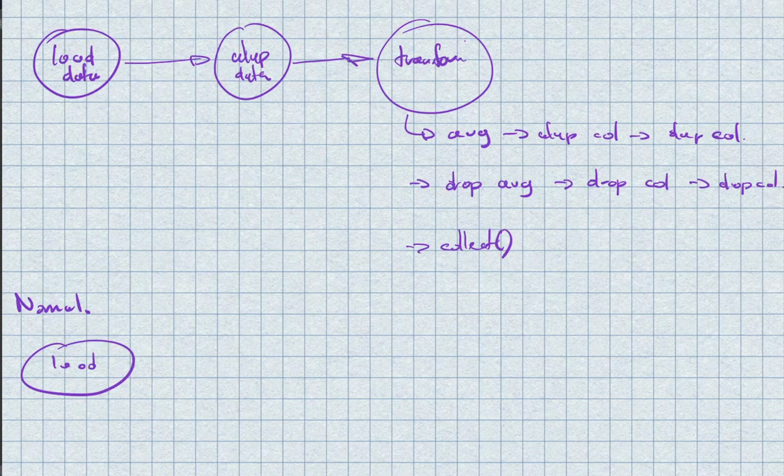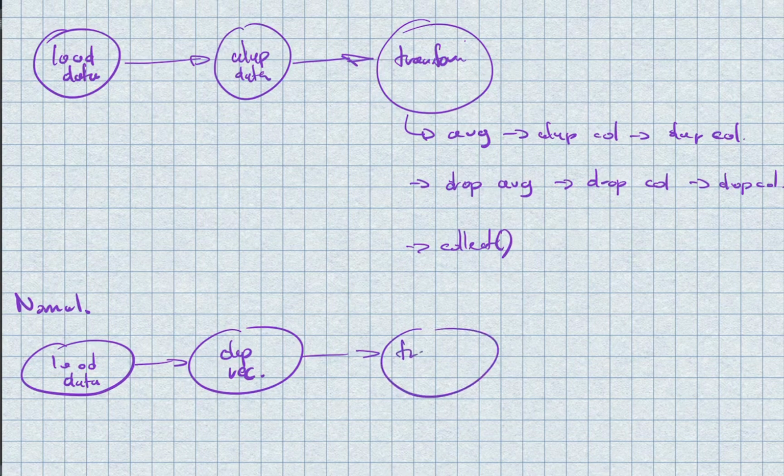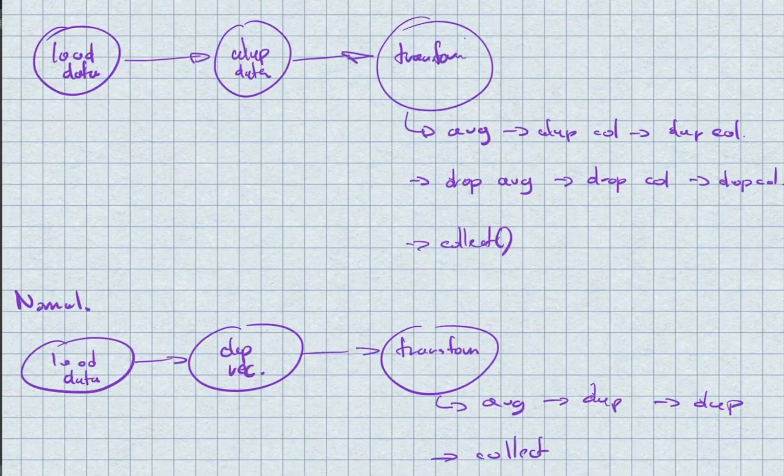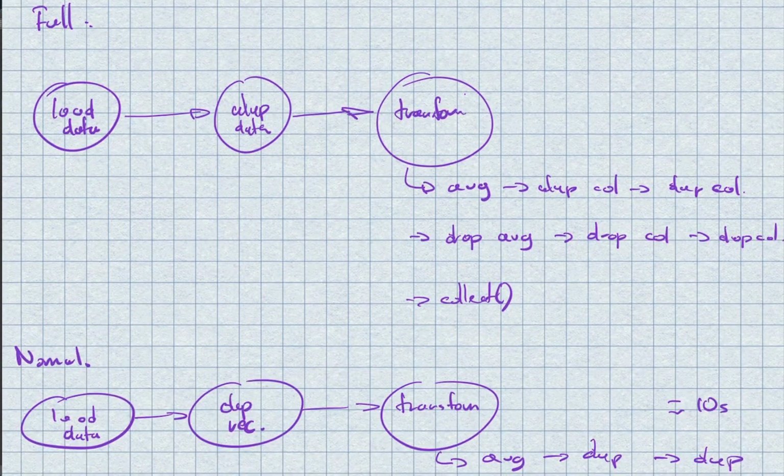The normal process we just ran is very similar. Load data, duplicate the records to have significant volume, and then we do some transformation as well. What I'm doing here is average, duplicate, and I'm not dropping anything, I'm collecting. Okay, this is the normal process, more or less 10 seconds. The full process, more or less 6 seconds.